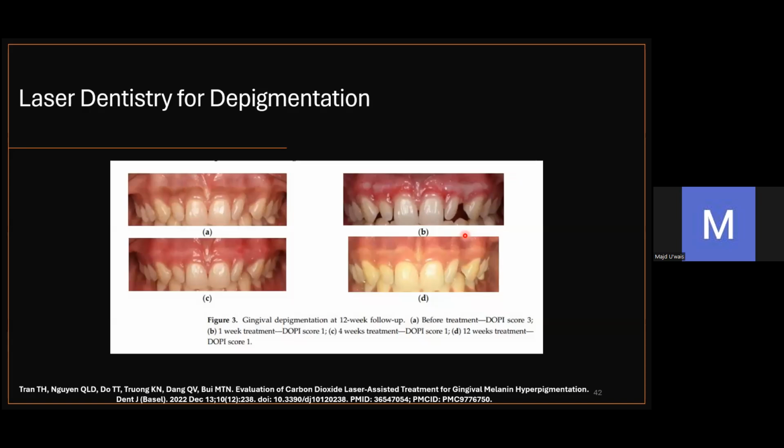And these are the clinical pictures for one of the patients. You can see this is before the laser depigmentation. According to the index, she has a score 3, dark pigmentation, as you can see, dark brown pigmentation. And after the 3 evaluation periods, 1 week, 4 weeks, and 12 weeks, you can see an improvement, almost no pigment, no brown or dark pigmentation, which is a score 1. It's not score 0 because she doesn't have a pink gingiva, still not pink gingiva.